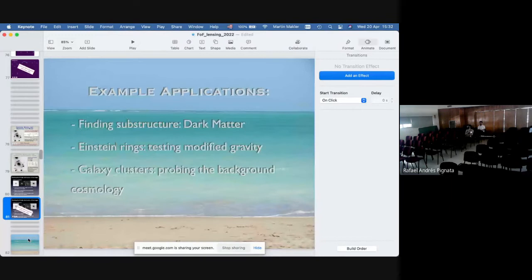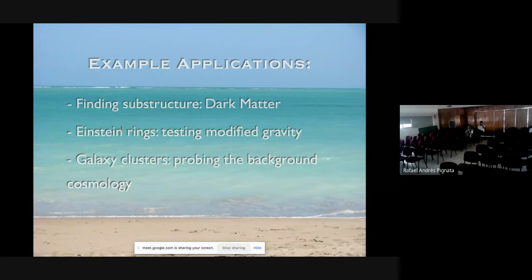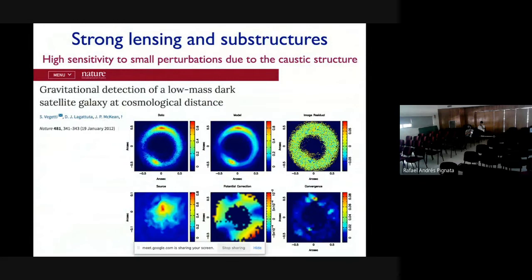So for galaxy scale lenses, for this kind of reconstruction, what things can you extract? I will mention just three examples, and we may go through one of them in more detail. One example is looking for substructure in the lens. When you make this kind of fitting, you may find that the fit is not good for a single mass, but if you put a blob of substructure, you may find a substructure in the lens.